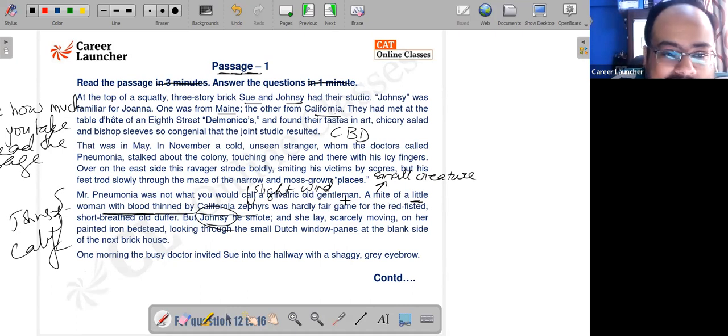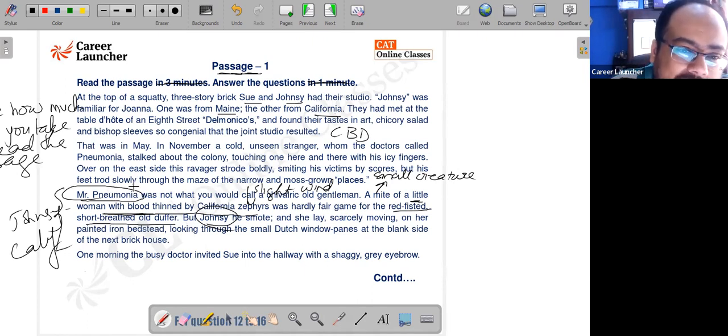So a mite of a little woman with blood thinned by California zephyrs was hardly fair game for the red-fisted, short-breathed old duffer. This is referring to Mr. Pneumonia. When I say Mr. Pneumonia, we are basically talking about the disease that affected the woman. The author has just personified the disease by calling it Mr. Pneumonia. And again, there is personification where it says red-fisted, short-breathed old duffer. Duffer is a word that we generally use for a person. So here that person is the disease.